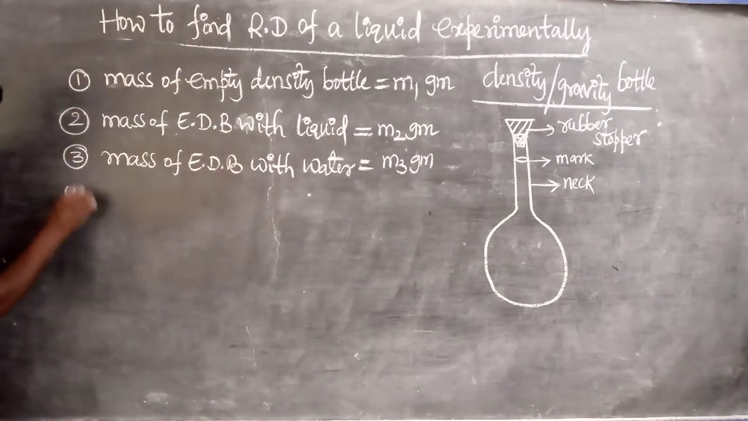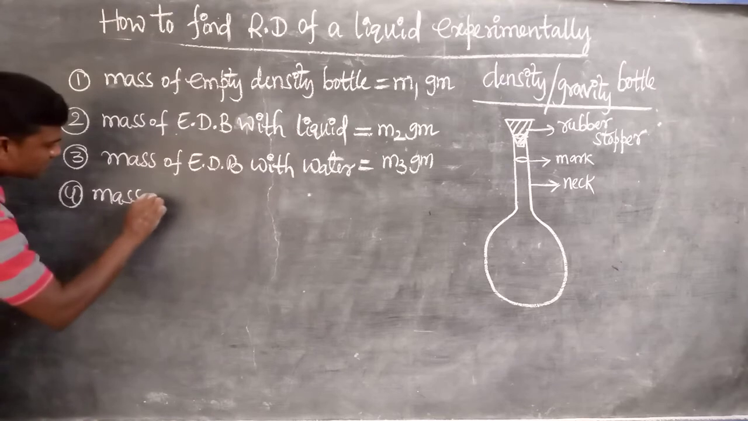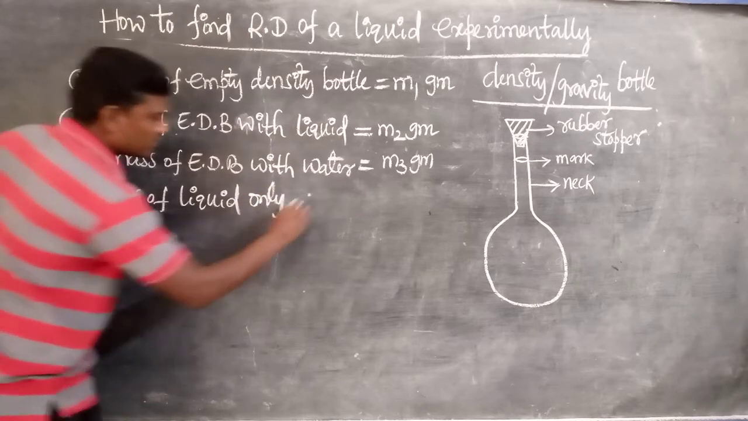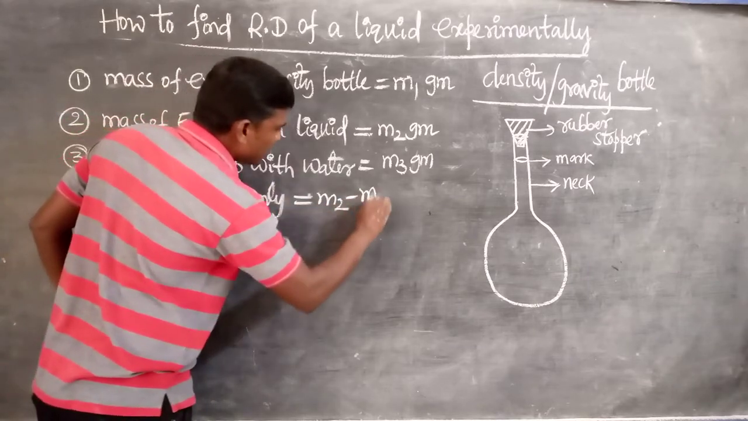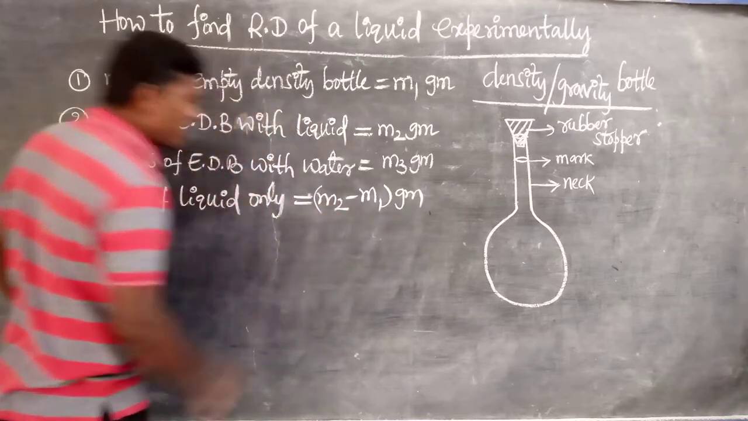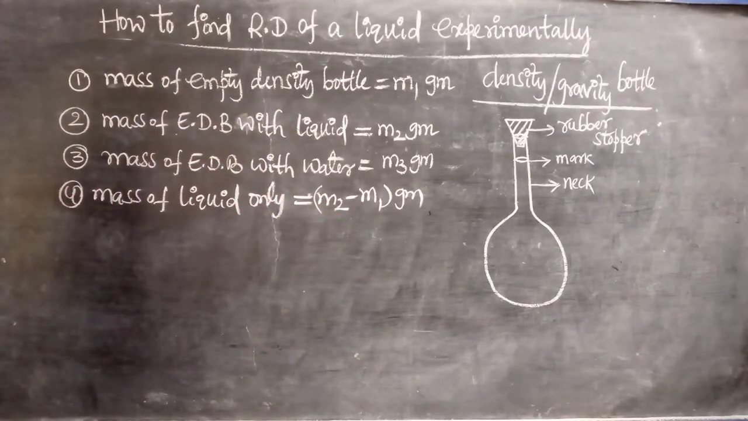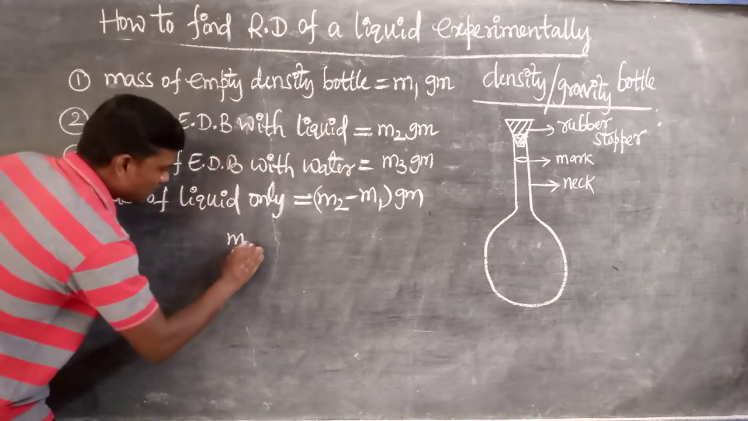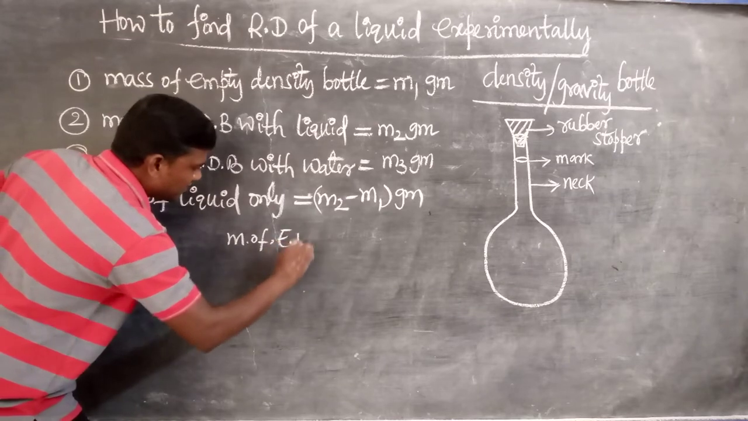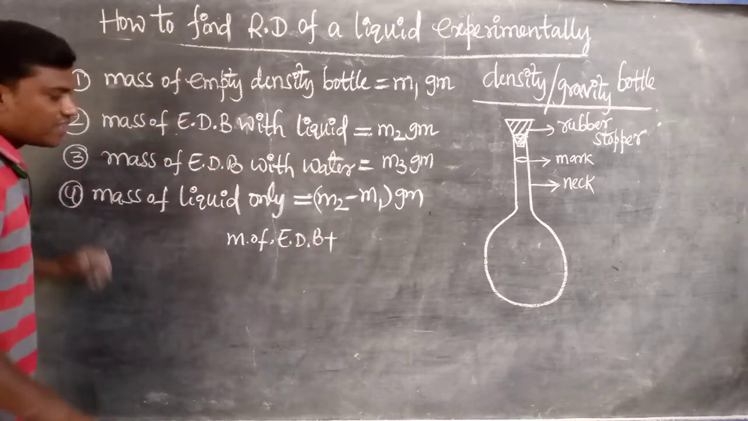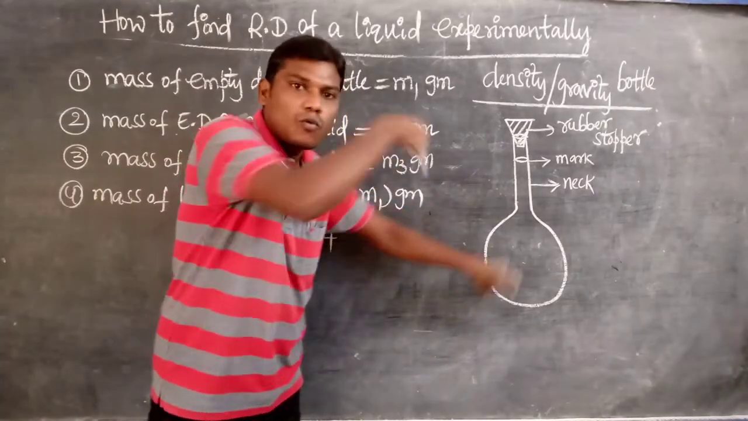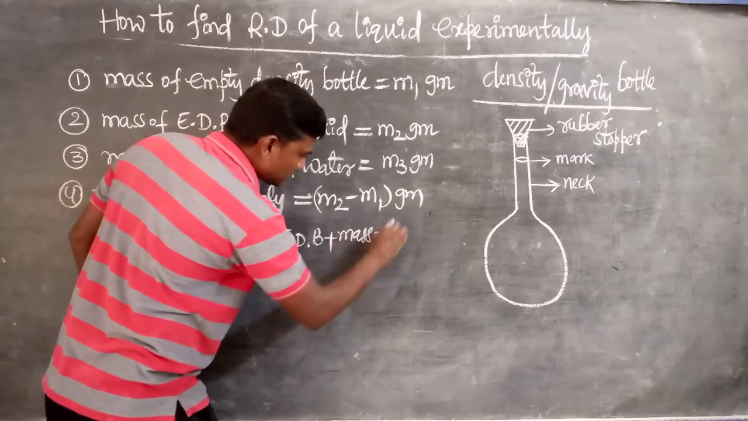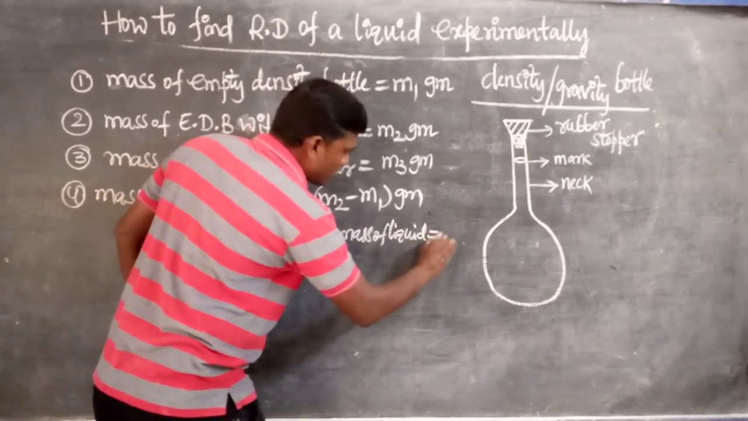So the fourth one is the mass of liquid only, that is equal to m2 minus m1 grams. Why m2 minus m1 grams here? Listen, I will explain this one. The mass of the empty density bottle plus, in the empty density bottle, what you fill? Liquid is filled. That is the mass of the bottle plus liquid, equal to m2 grams.